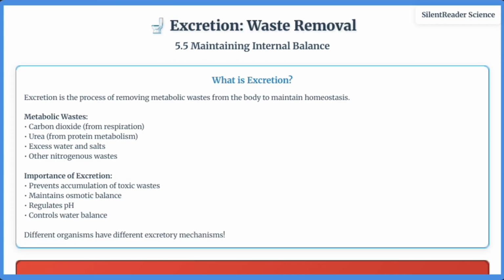Excretion removes metabolic wastes to maintain internal balance or homeostasis. Metabolic wastes include carbon dioxide from respiration, urea from protein metabolism, excess water, salts, and other nitrogenous compounds. Accumulation of these wastes would be toxic, so excretion is essential for survival. The human excretory system includes kidneys for filtration, ureters for urine transport, urinary bladder for storage, and urethra for elimination.